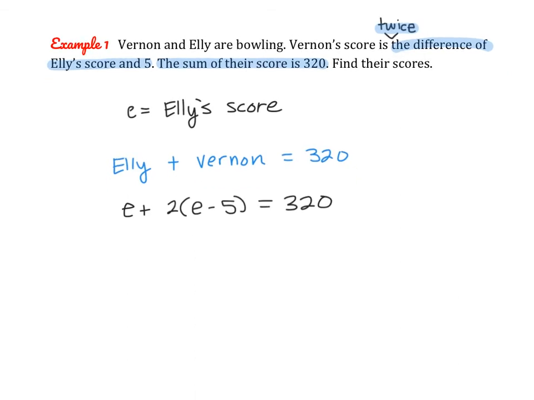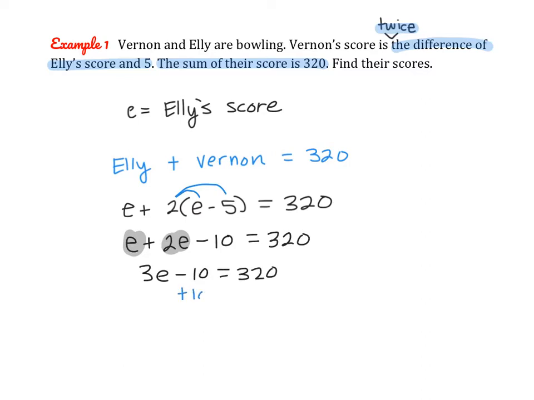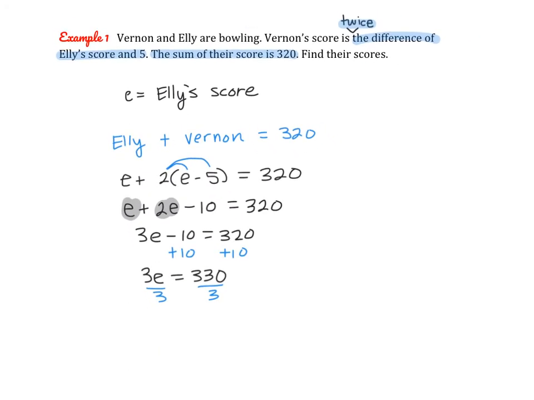Now, all we need to do is solve. So let's distribute here. So E plus 2 times E minus 2 times 5, which is 10, equals 320. Here we can combine like terms. 1E plus 2E is 3E. And now let's just finish solving. And last step, divide both sides by 3. So we get E equals 110.